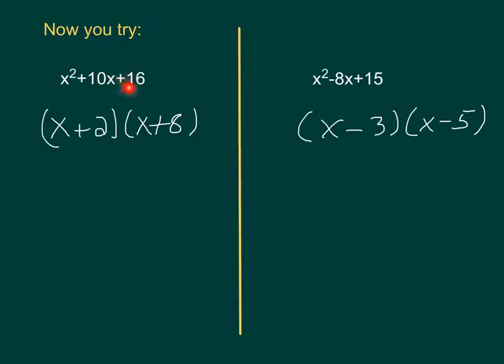In both cases, the positive value of the constant term c told us that the signs in each of the factored binomials would be the same. Specifically, they'd be the same as the sign of the middle term. That's why they're both pluses on the left and both minuses on the right. 2 and 8 add up to 10 and multiply to 16. 3 and 5 add up to 8 and multiply to 15. There you go.